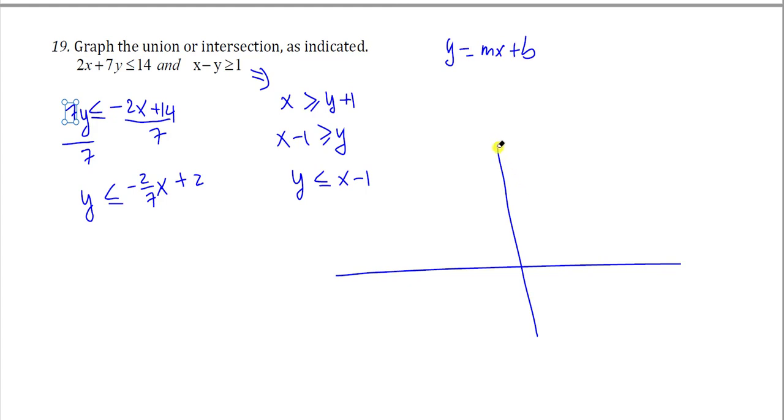Let me draw the line again. Let's clear this one. Make sure that it is straight.